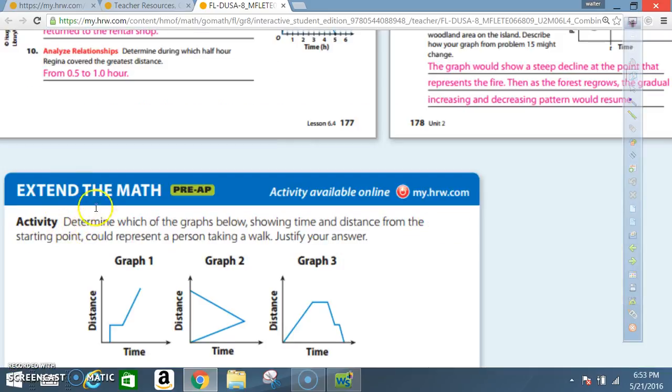Okay, before beginning the lesson, let's just do one more problem for practice. Activity. Determine which of the graphs below, showing time and distance from the starting point, could represent a person taking a walk. Justify your answer. In other words, if you pick graph 1, 2, or 3, explain. Another way to look at it is to simply explain all 3 graphs. Graph 1, graph 2, and graph 3.